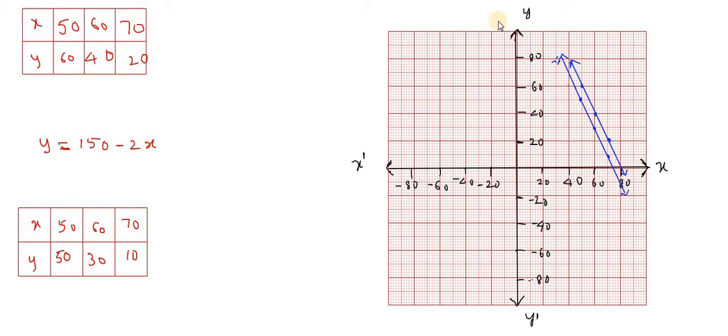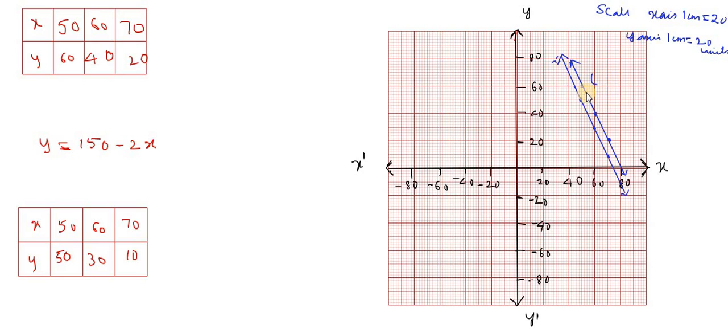Okay, so write the scale now. What is the scale? On the x-axis, 1 centimeter is equal to 20 units, and on the y-axis, 1 centimeter is equal to 20 units. Okay, that's it.